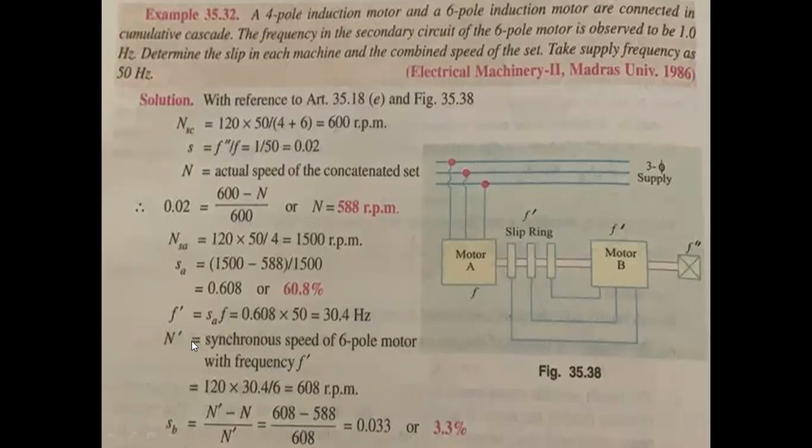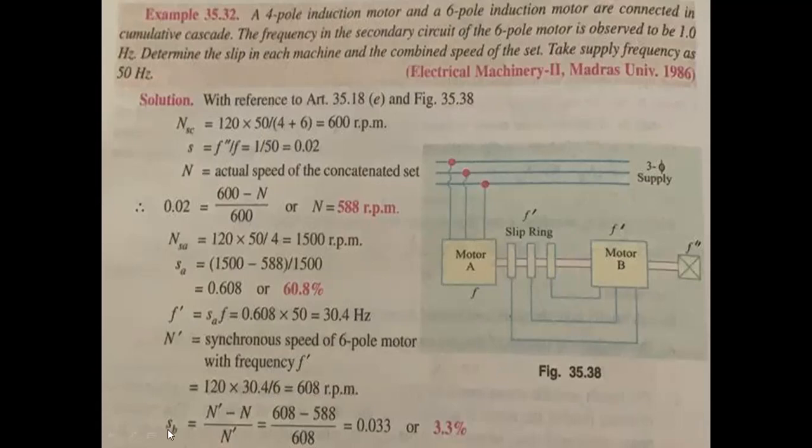Okay, so first speed N dash. N dash is equal to 120 F by P. 120 into F, the same frequency I said: the A frequency will be getting to B. So we have to use the A frequency. A frequency F dash is 30.4 Hz. So 120 into 30.4 by P. Second motor is having 6 poles. So that is 608 RPM.